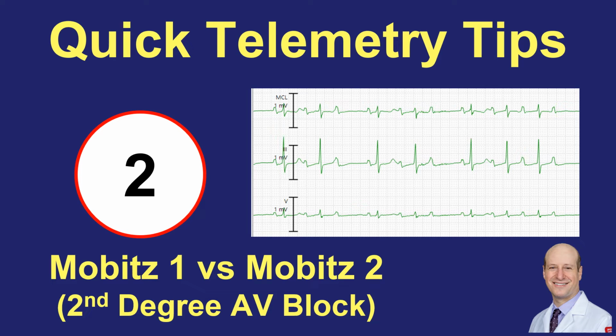This is Dr. Joshua Cooper, and this video on telemetry is going to talk about second-degree AV block. We're going to review the Mobitz 1 versus Mobitz 2 pattern and get into much greater depth than one typically memorizes, so that you can understand the reason we care about Mobitz 1 versus Mobitz 2. We're going to focus more on the physiology of whether the block is happening in the AV node or below the AV node and why that matters.